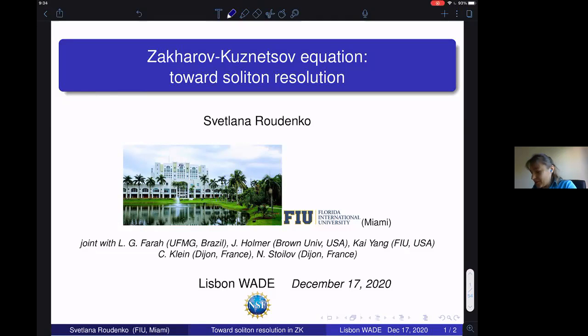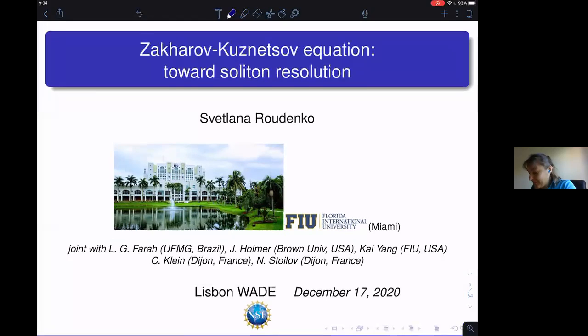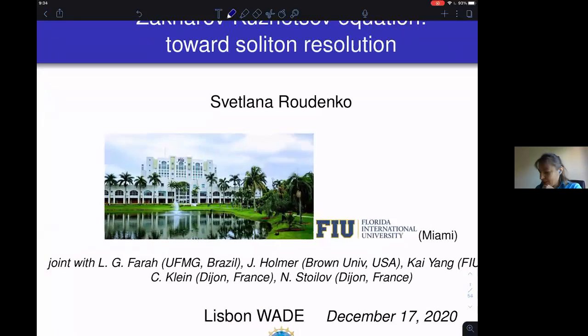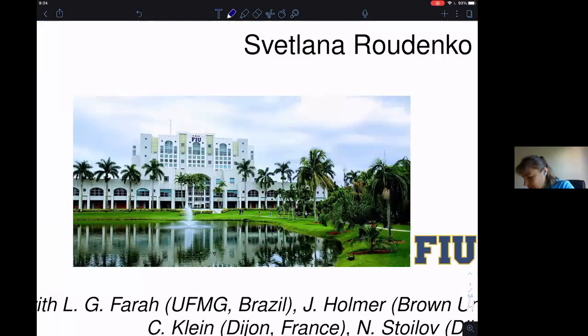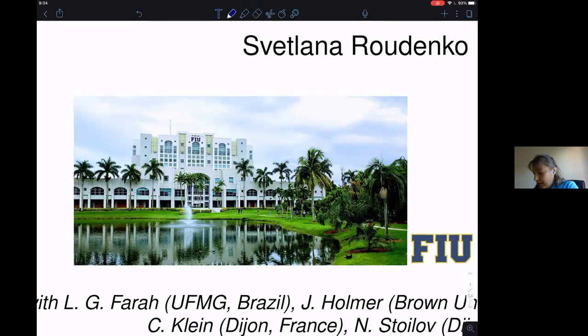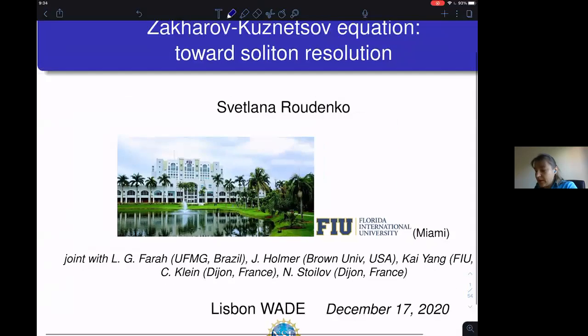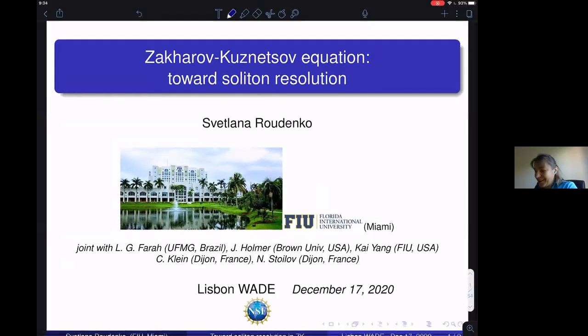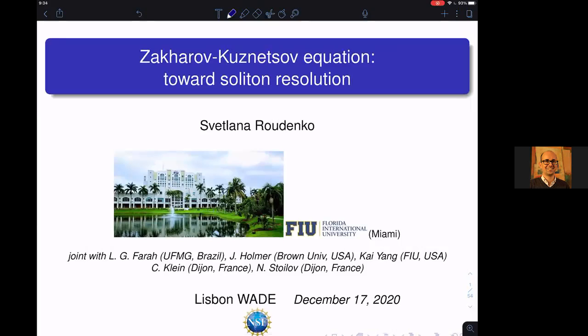There's a little picture of Florida International University. Probably you don't see any alligators, but we do have those as well here. I wanted to make that joke actually. I was thinking about that joke. Right, well, you're right, I have to.